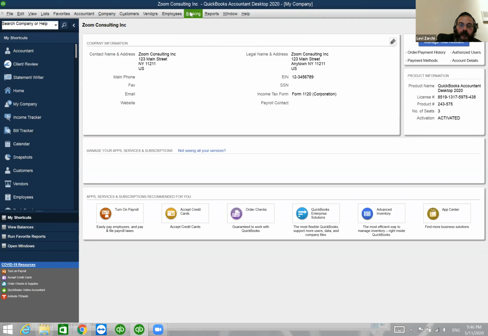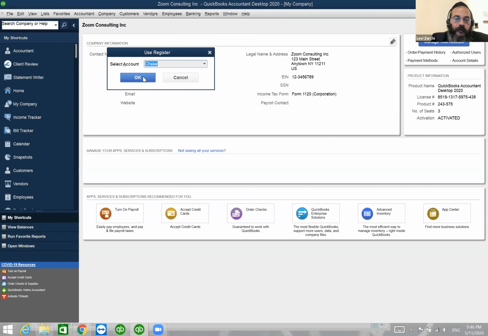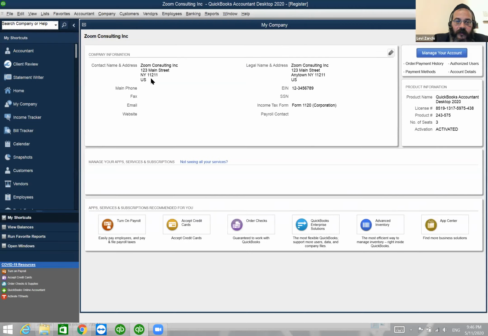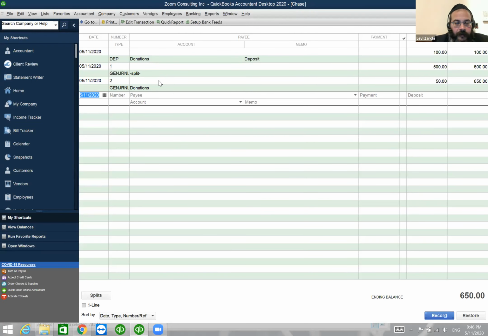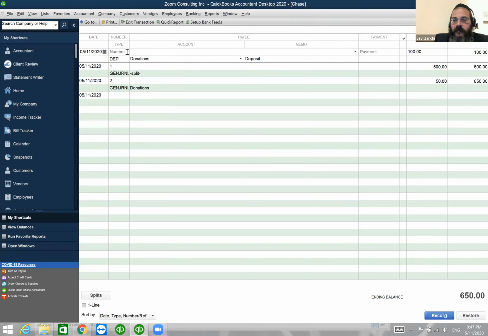Again, we go to banking. We go down to use register. There's a shortcut, Control R, but you would want to pick what type of account you're going to. In this case, it's Chase. And now you have the bank register. That's where we put it in. The other deposit, not the 500 one, because the 500 came in through a general journal. What we did directly in Chase Bank is a deposit of the $100 donation.